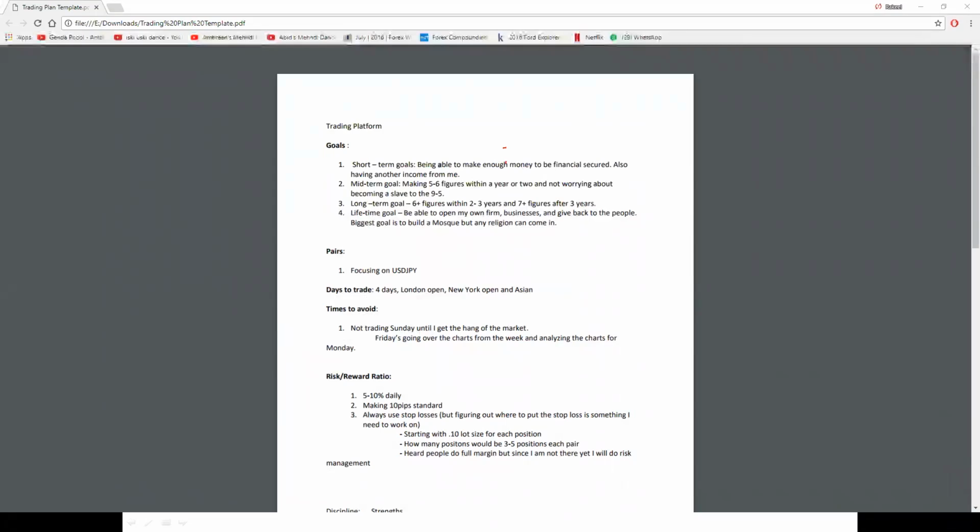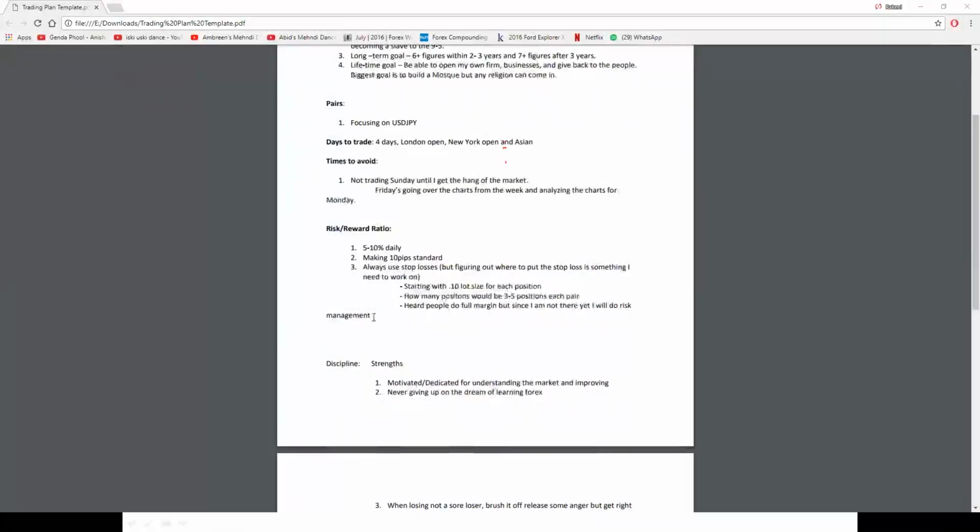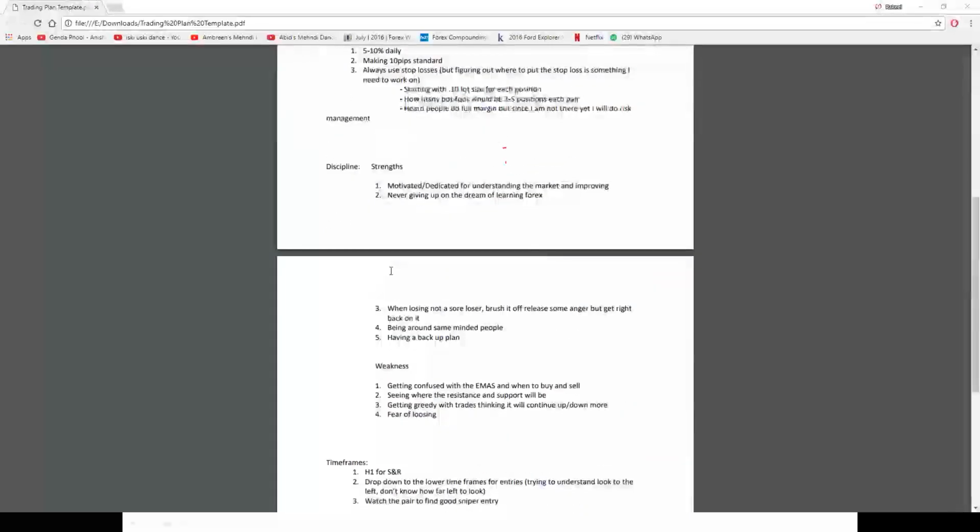All right, so trading plan. This guy has his pairs to trade, his days to trade, times to avoid. Very, very important. Not trade till Sunday until getting the hang of the market. Friday is going over charts, analyzing the charts for the week for Monday. He's got his risk reward, 5 to 10% daily, 10 pip standard. Always use a stop loss, starting lots, positions. And then he has his strengths. This is very important.